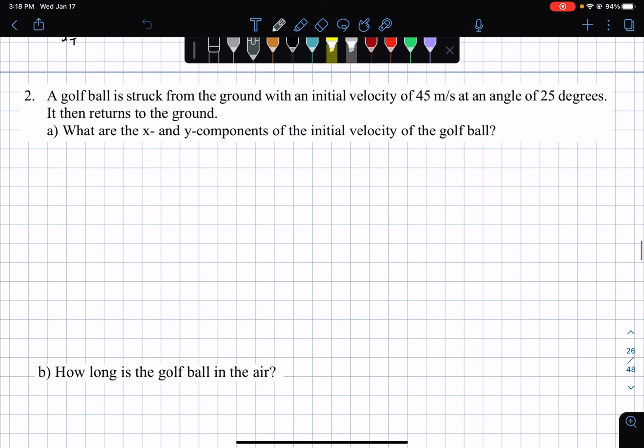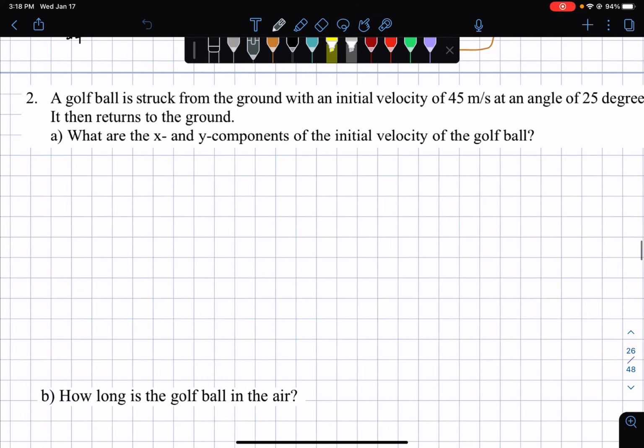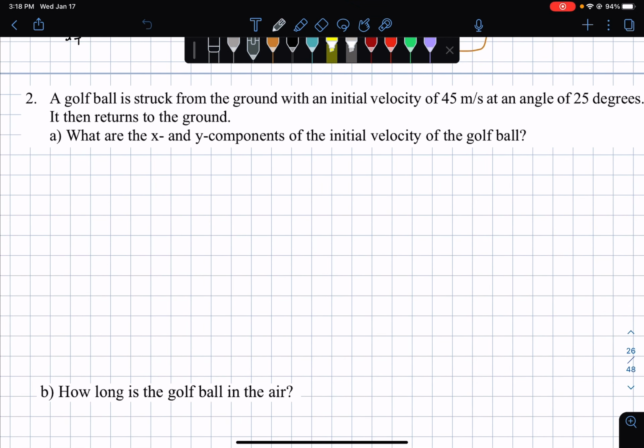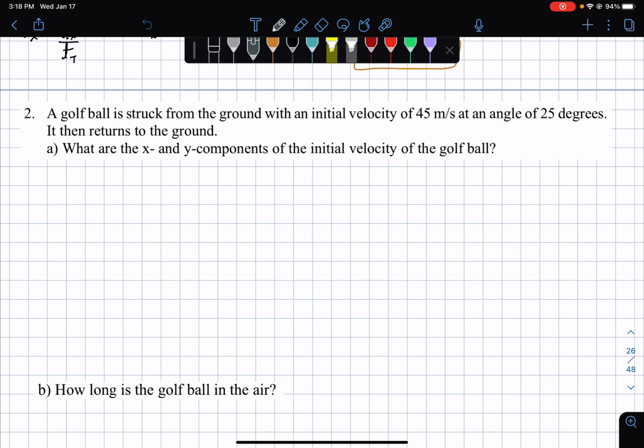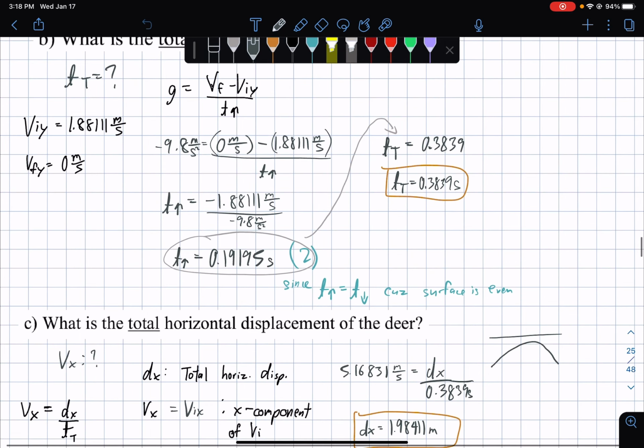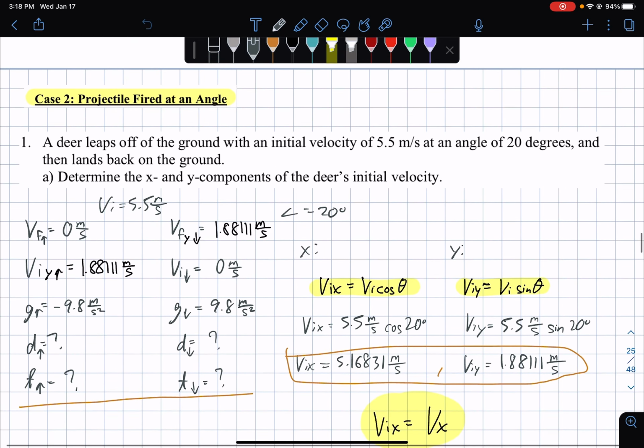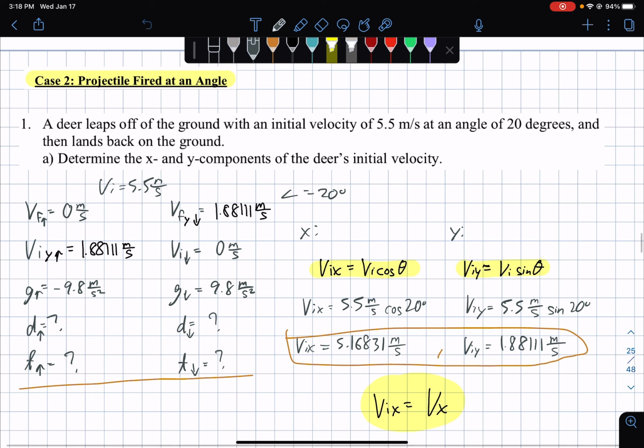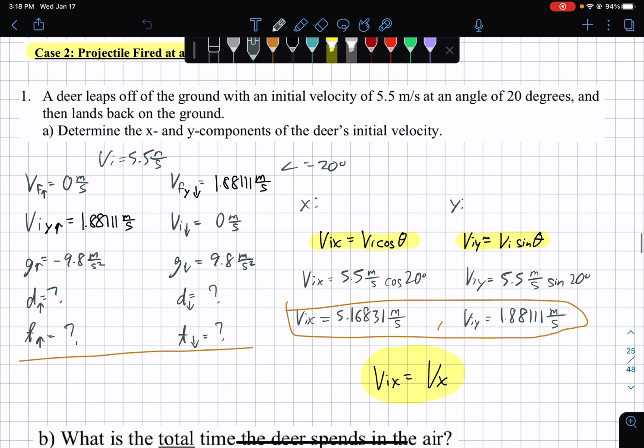Okay, let's continue. I won't be speaking that much anymore. I'll just keep solving. So we do have three more questions on case 2, projectile fired at an angle. And yeah, let's start.